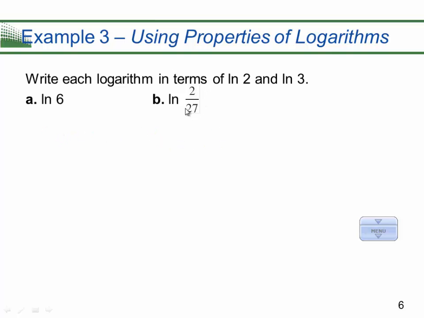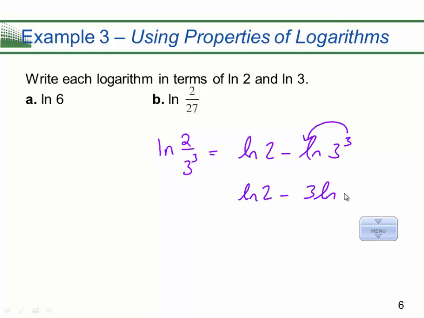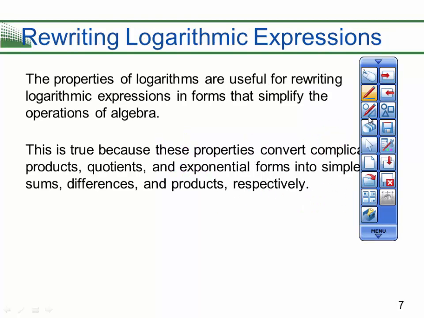And then we can do the same thing for this one. Natural log of 2 over 27, we can rewrite that as natural log of 2 minus natural log of 27. But they wanted us to use natural log of 3, so let me rewrite 27 as 3 cubed. And then I can turn this into natural log of 2 minus the natural log of 3 cubed. And I can actually bring this exponent down as well, so I'll make it natural log of 2 minus 3 natural log of 3. Okay, so I've rewritten this as an expression of logarithms with just log 2, log 3. All right.